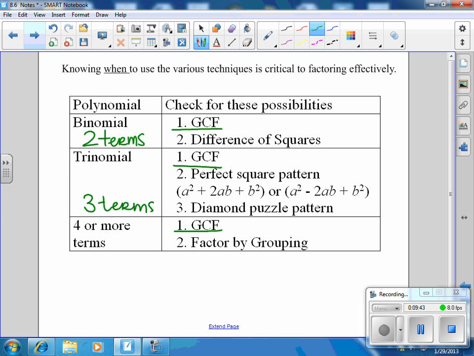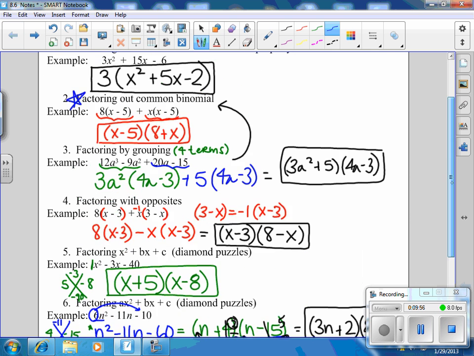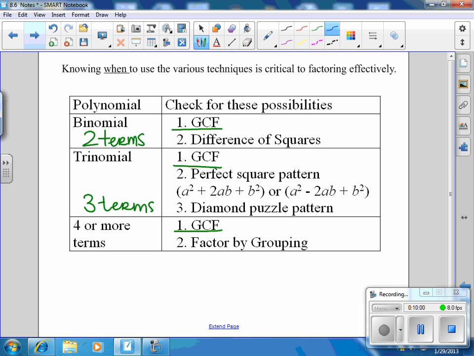So if it is 2 terms, we have 2 options right now. Either it's just a GCF problem, or it's a difference of squares problem. So remember, the difference of squares was number 8 down here. So those are your two options if it's a binomial. If it's a trinomial, look for a GCF. Sometimes that's all you can do. Look for the perfect square pattern. So you have two things squared on the ends.